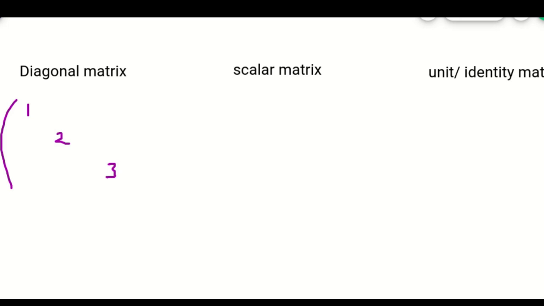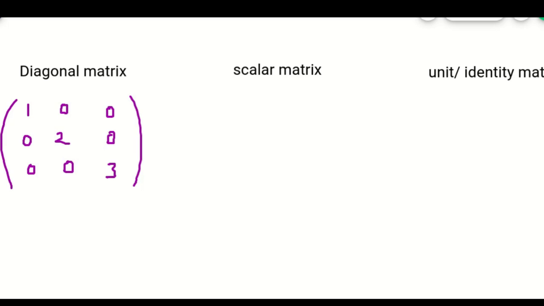First one is a diagonal matrix, then scalar matrix and unit matrix or identity matrix. Now earlier four types were based on the dimensions of the matrix, but now we are going to see the types of matrix based on the contents or the elements contained in the matrix. Now the diagonal matrix is the one if the matrix has only elements along the diagonal and all off diagonal elements are 0. Such a matrix is called a diagonal matrix.